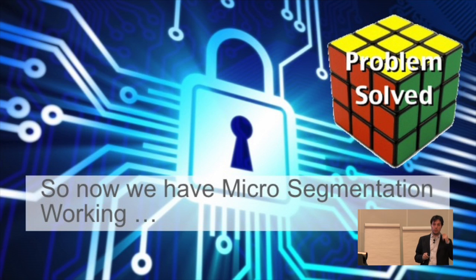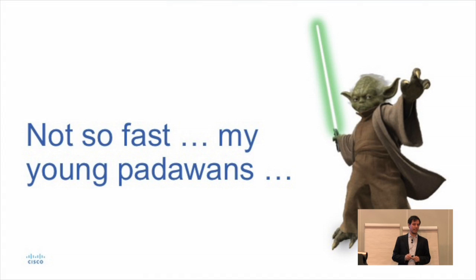Now we have microsegmentation working, and you could say problem solved. We actually have good east-west security. We can implement a zero trust model, certainly true for new applications. Well, not problem solved, not so fast.